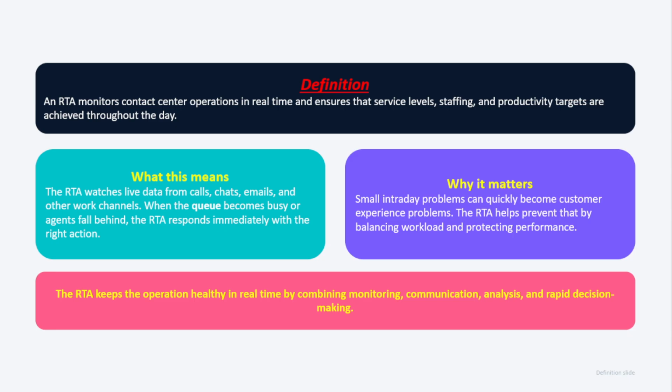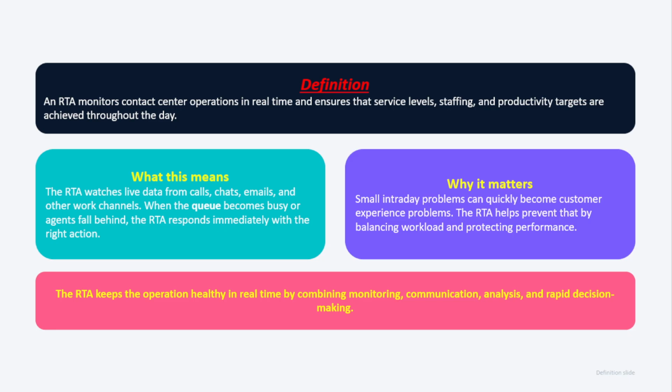And if my 300 minutes are gone from a day, it means that there will be more calls in the queue. The customer has to wait for a longer time, because we have lost 300 minutes in a day. So it will impact our SLA. So every 5 minutes, even every 2 minutes is valuable for us. Okay, so we have to monitor that. So an RTA helps prevent that by balancing workload and protecting performance.